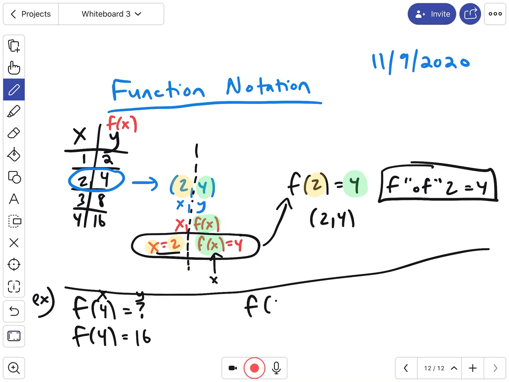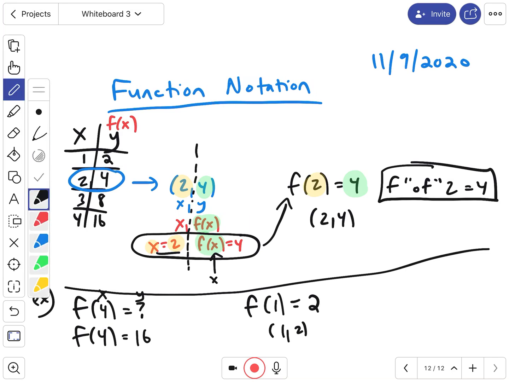What about f of 1? Whatever's in the parentheses is where the x usually goes, so f of 1 means x equals 1. Here's x equals 1. So what is the y value? It's 2. Again, this represents the point 1 comma 2, which is over here.